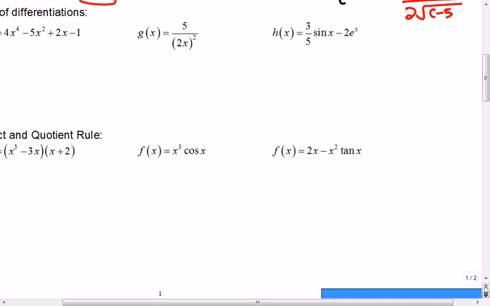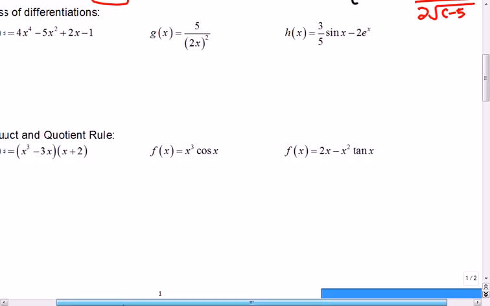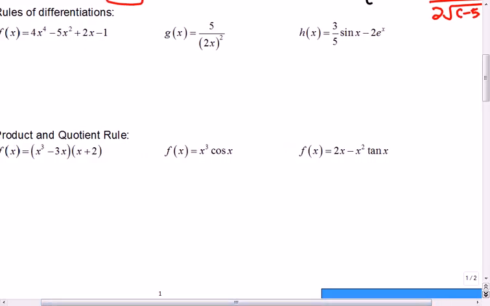All right, so for the first one, this one's just power rule stuff, so hopefully this one didn't trip anybody up.